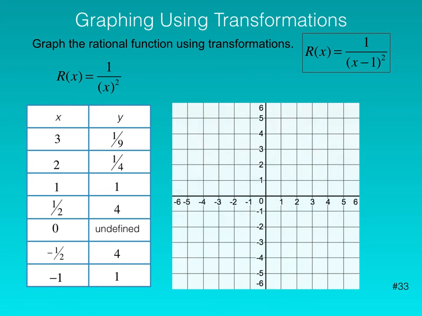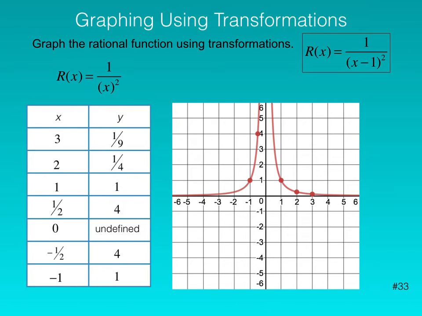So we could plot these points. We would notice that there's two pieces to this function. So we could connect these with a smooth curve. And this is the function y equals 1 over x squared.